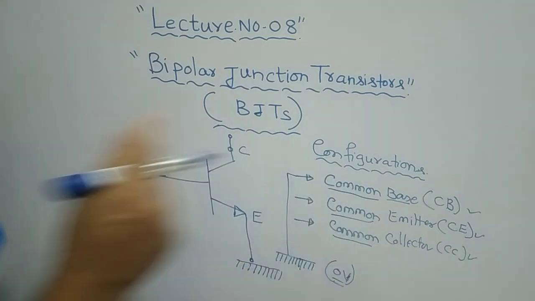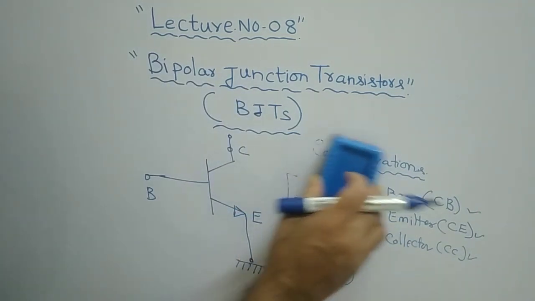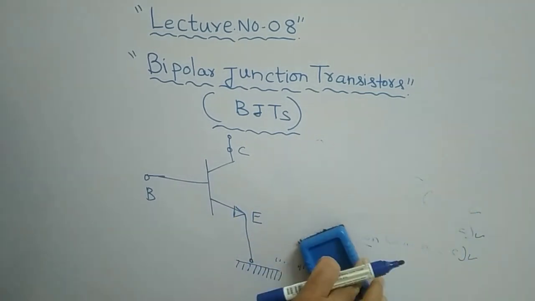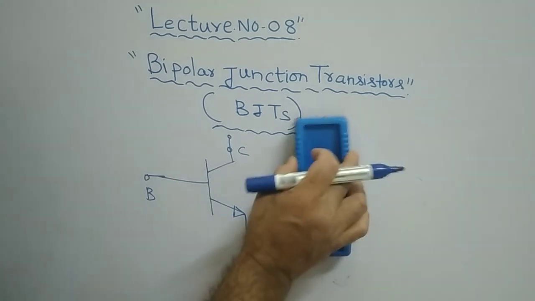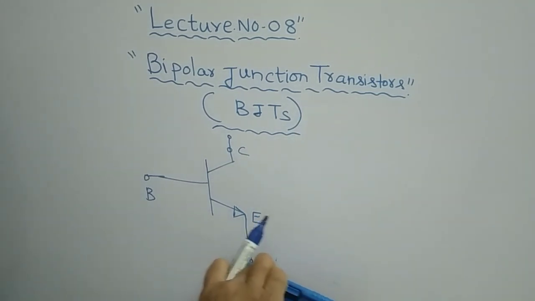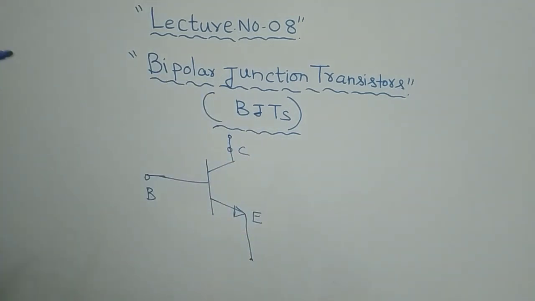Now, what is the main application of a transistor? We have discussed it already in the previous presentation. The main application of a transistor is that the transistor can be used as an amplifier, right? The transistor can be used as an amplifier. That is the main purpose of a transistor.